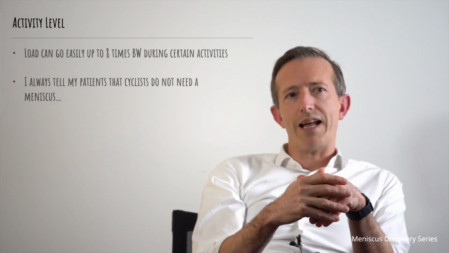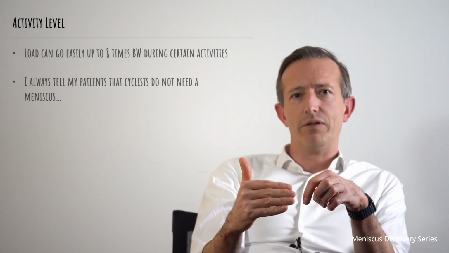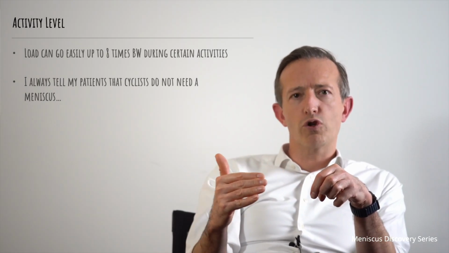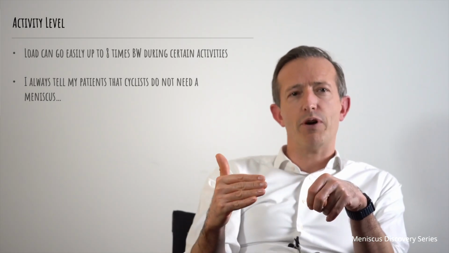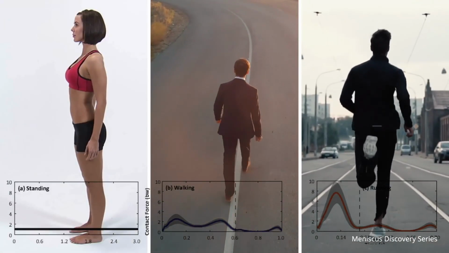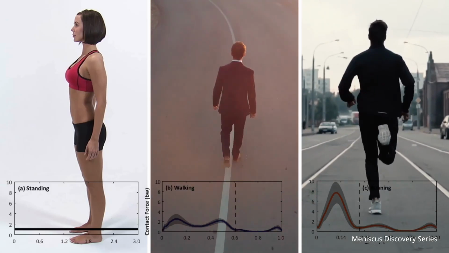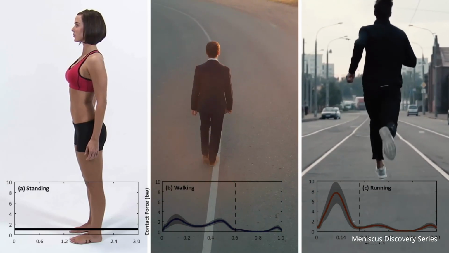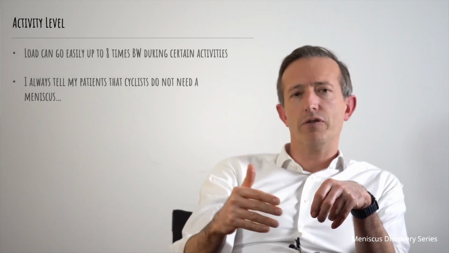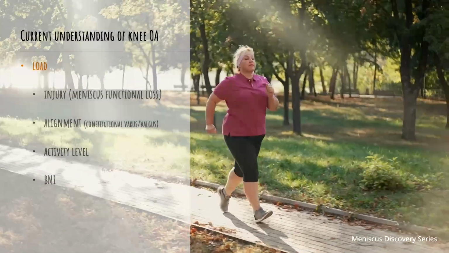Again, we need to understand that load into the knee joint depends on your activity level. If you walk, it goes up to 2, maximum 3 times body weight. If you, however, jump and run, you go up to 8 times body weight. So the activity level has a major implication on the load in a meniscus and on the load in a functional knee joint. The last but very important thing is body mass.